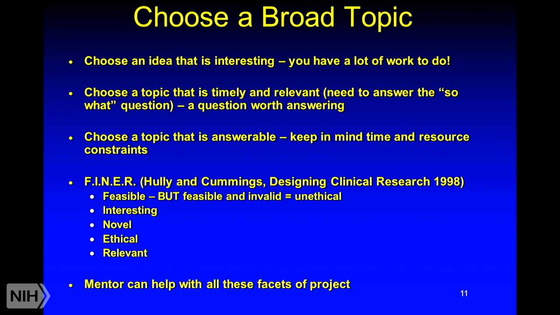One of the things you want to do is choose something that's really interesting to you. And that is because you're going to have to do a lot of work to go through this process. And if you're not interested in it from the beginning, you're going to lose steam and it's not going to be something you're going to complete.